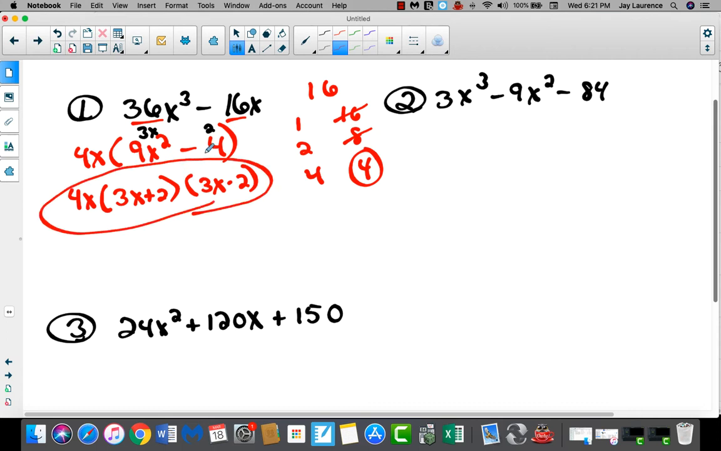Yeah, that quantity above, that 9x squared minus 4, is the difference of perfect squares, and that's how I knew to factor it so easily. All right, if you haven't tried number 2 yet, please go ahead.